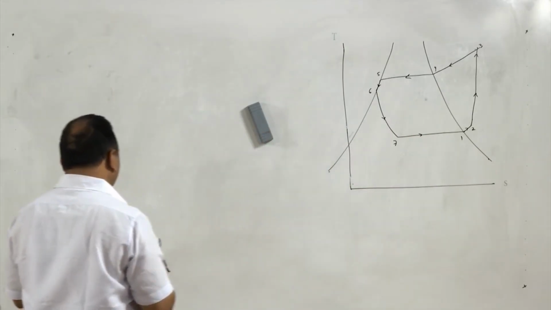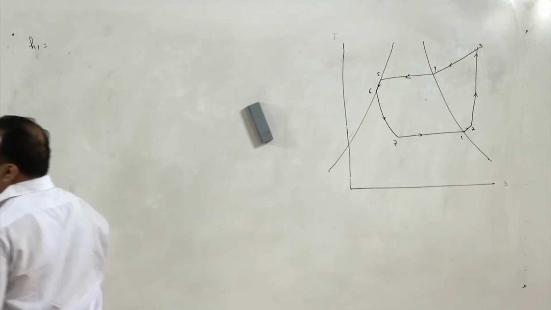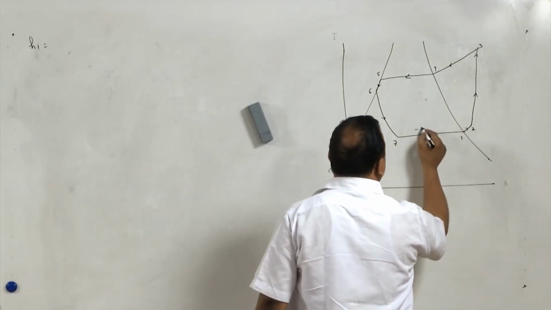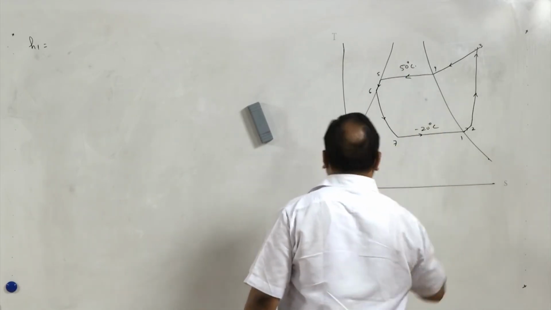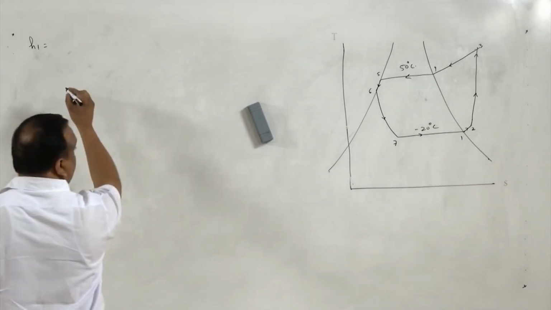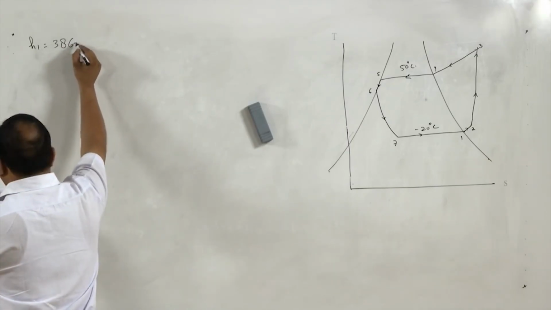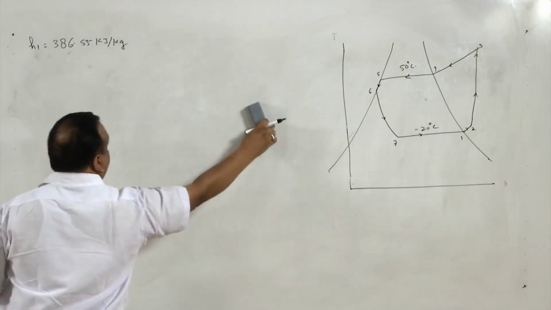Now, in this cycle, enthalpy of state 1, that is H1. H1 is the enthalpy of saturated vapor at minus 20 degrees centigrade. So, enthalpy as vapor at minus 20 degrees centigrade is 386.55 kilojoules per kg.